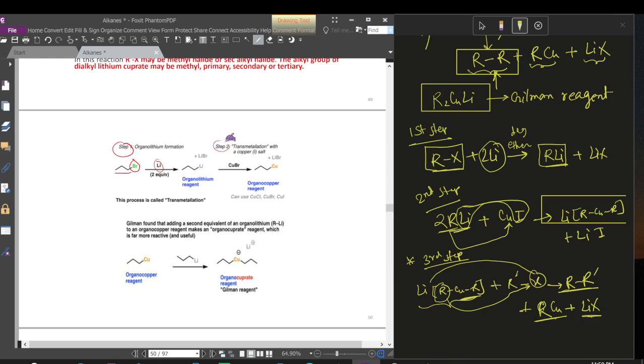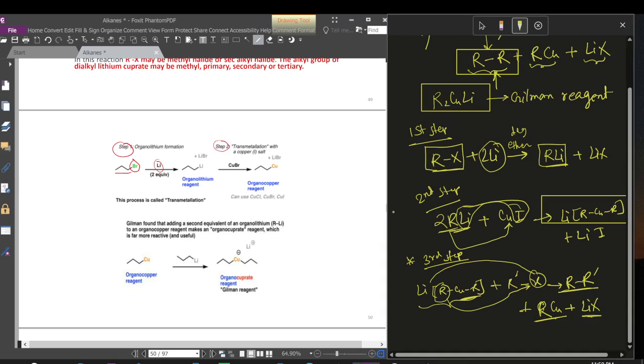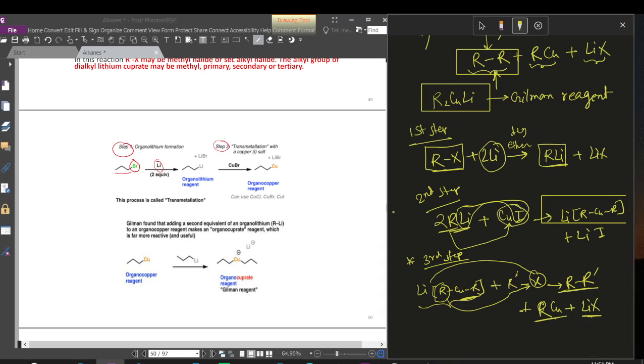Then the second step is transmetallation. If you react it further, as you see, with cuprous iodide or cuprous bromide, or it can be cuprous chloride, it doesn't matter. Here you see cuprous bromide, so the lithium is replaced by copper. So we get the organocopper reagent. Here we see that the lithium is replaced by copper, so there is a transfer of the metal. That's why we call this process transmetallation of a copper salt.